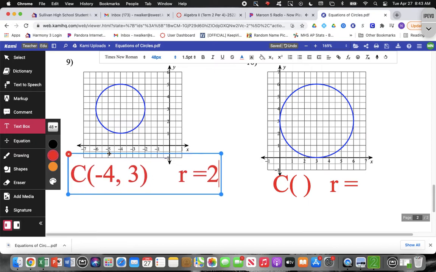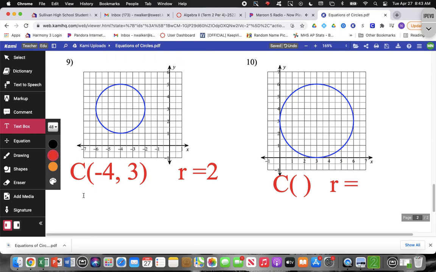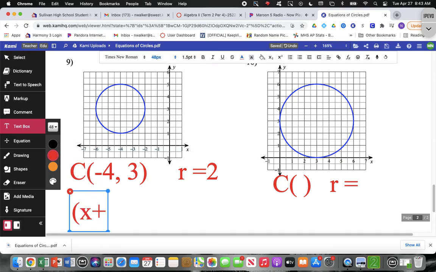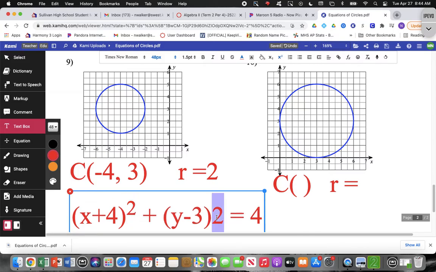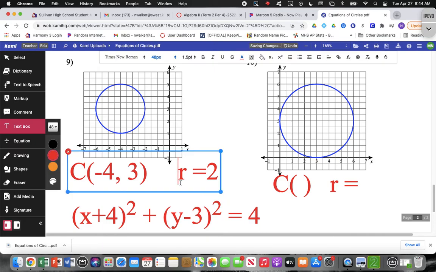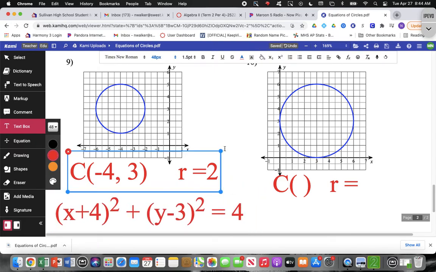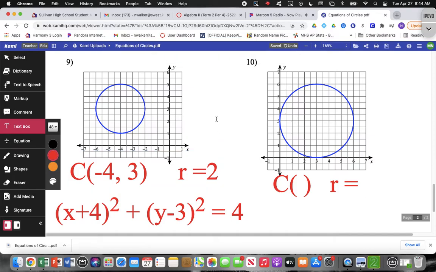So Lucas, what did you have for an equation for this one? (x plus 4) squared plus (y minus 3) squared equals 4. What did you have for the second parentheses? y minus 3, squared, equals 4. What do you guys think about that? Looks good. Good job, Lucas. I think that looks good. All right, any questions on number 9 at all?